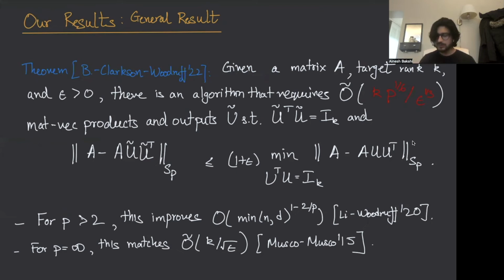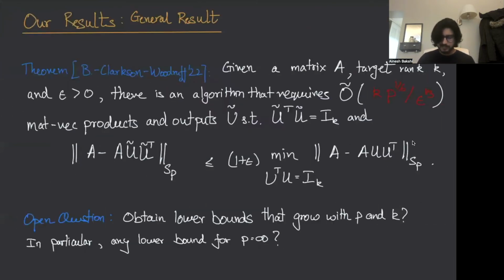Note that our results also translate to the RAM setting, since we can simulate matrix vector products in RAM, and these results give improved bounds even in the RAM setting. For p equals infinity, this matches the operator norm low rank approximation result by Musco and Musco and gets k over square root epsilon matrix vector products. I'd like to point out here that our lower bounds do not grow with k and p. So one really exciting question in this area is to obtain lower bounds that either grow with p or with k or with both. And in fact, we don't know any non-trivial lower bound for the case of p equals infinity.